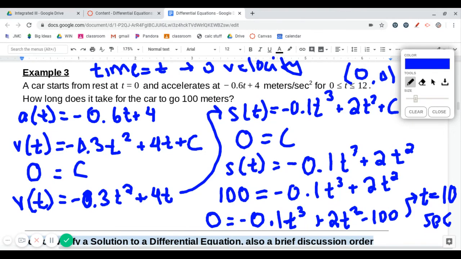Which means the car takes 10 seconds to go 100 meters with this acceleration function. So that's it for the initial value problems, and that's it for this video.